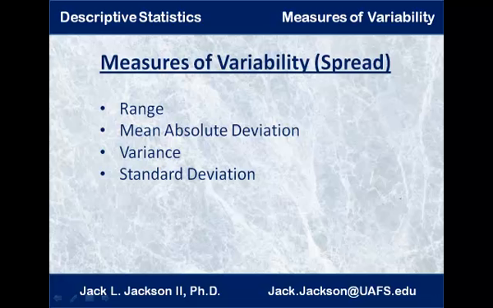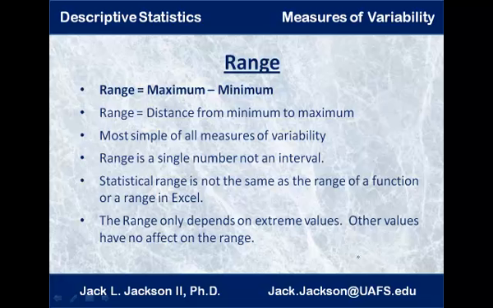We're going to look at 4 different ones. These are all numbers, statistics if it's a sample, that tell us something about the variability or spread. The easiest one is the range. We'll also talk about the mean absolute deviation, the variance, and the standard deviation. Let's start with the range.